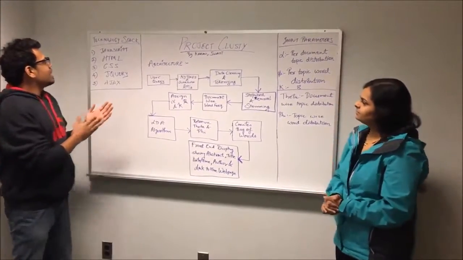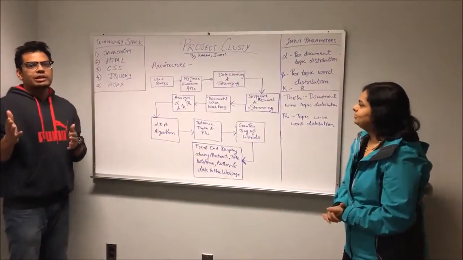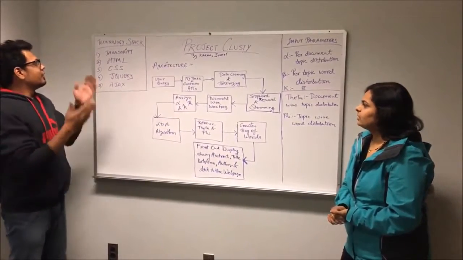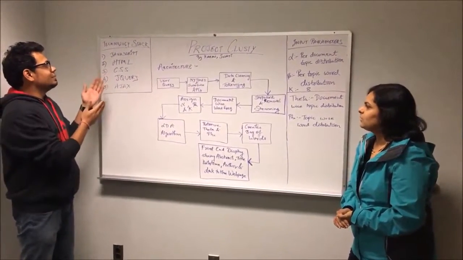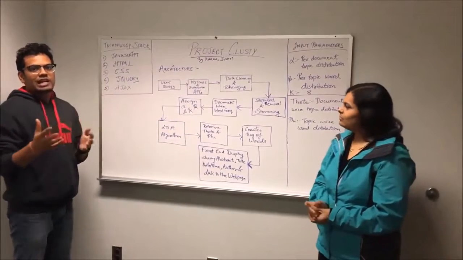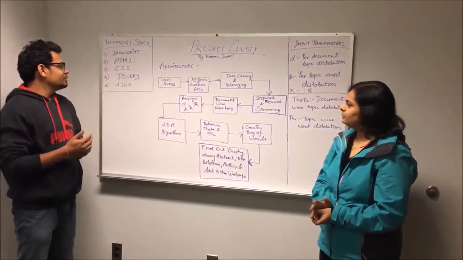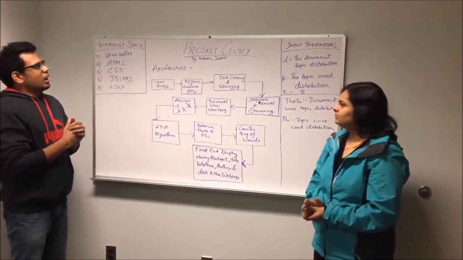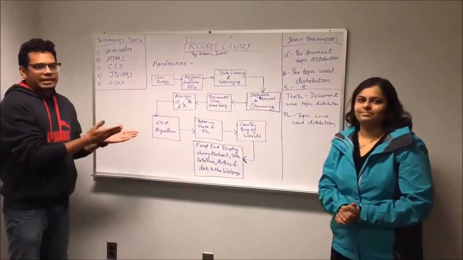In the technology stack, we try to assimilate whatever we have learned in 1.1 to 5. Our front end is HTML with JavaScript embedded in it. We have style sheets in CSS, and we are using Ajax and jQuery. Now Swati will explain more about the architecture.